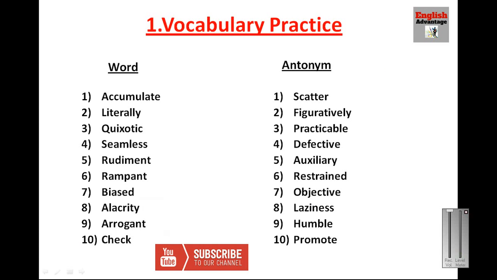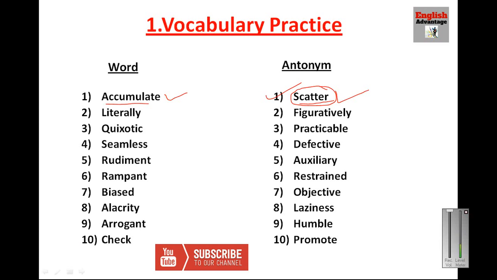This is the first set of words. The first word is accumulate, a very common word. Accumulate means to collect something. So the opposite of this word will be scatter. When you do not collect something, this is called scatter. The equivalent synonym of scatter is another word, disperse. So disperse and scatter are the equivalent words. At the same time, accumulate is the antonym of scatter.